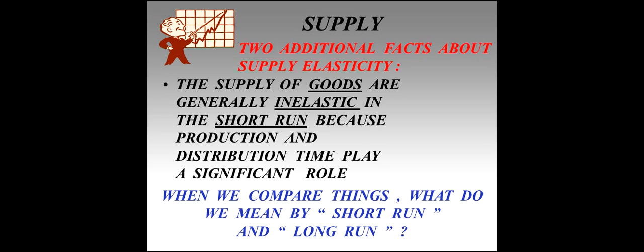So let me give you an example of this fact about goods being inelastic in the short run because of production, meaning the actual producing of the good or service, and distribution time. Let's say in a hypothetical example, we have a town in which there are two office supply stores, a Staples and an Office Max. And something happens where the Office Max store burns down and is out of business for a period of time.